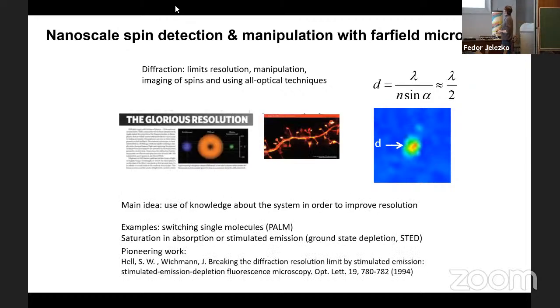And very recently, there were some developments in this field, and these developments were designed at first to resolve markers in biophysics. It's also a common problem in biology, how to resolve details in the microscopy picture of a cell. But you can also apply a very similar technique to resolve dopants in diamond.